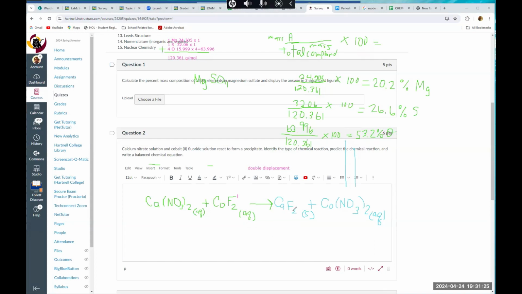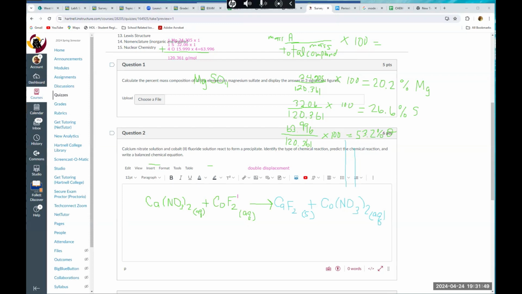So we have calcium F2 and Co(NO3)2. Okay. So is it balanced? Yeah, it looks balanced. Okay. So that's it. Not too difficult.